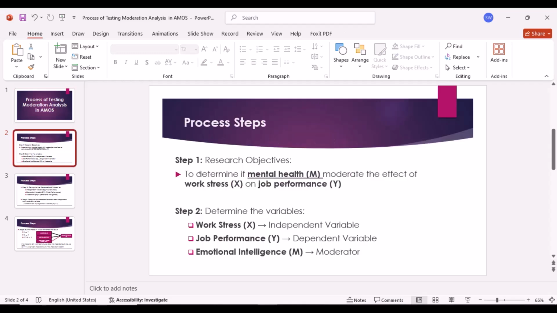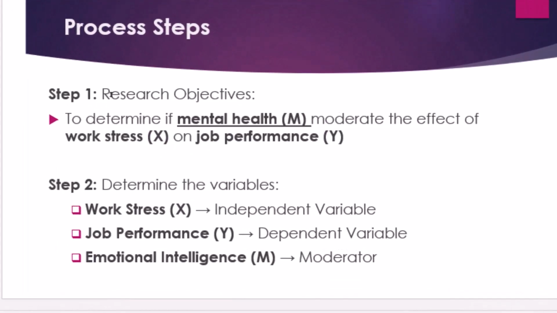The first step is setting up the research objectives. We set up the research objectives. So our research objective is to determine if mental health moderates the effect of work stress, which is our independent variable, on job performance, which is the Y variable, or the dependent variable.